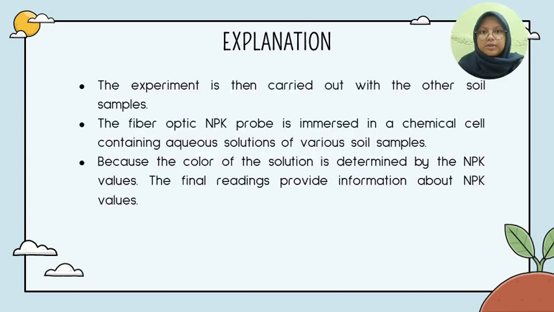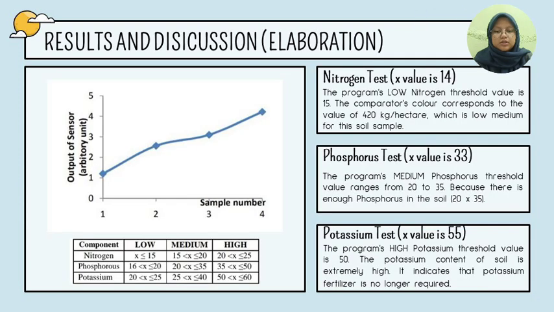And then the experiment is carried out with the other soil samples. The fiber optic NPK probe is immersed in a chemical cell containing aqueous solution of various soil samples. Because the color of the solution is determined by the NPK values, the final reading provides information about NPK values. The graph shows the result from the experiment.